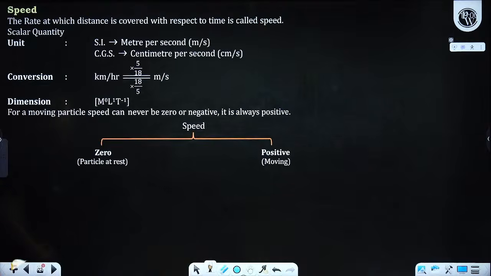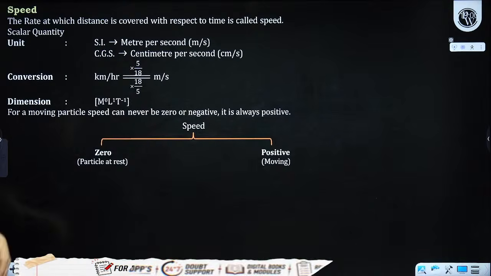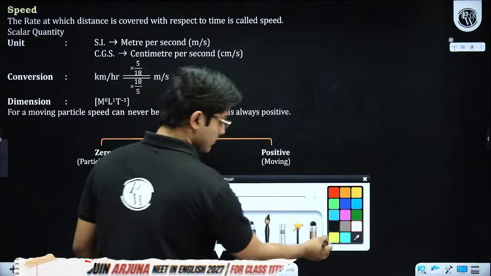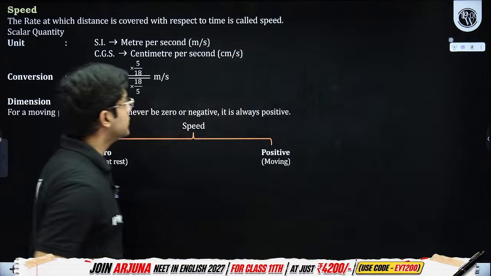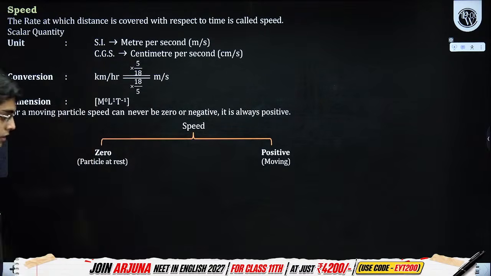Now we can start with speed. For speed, there are a few important points. So basically speed is the rate at which distance is covered with time, right?